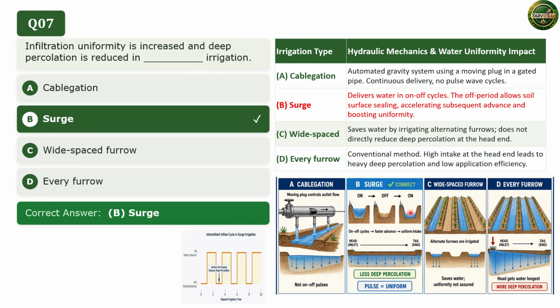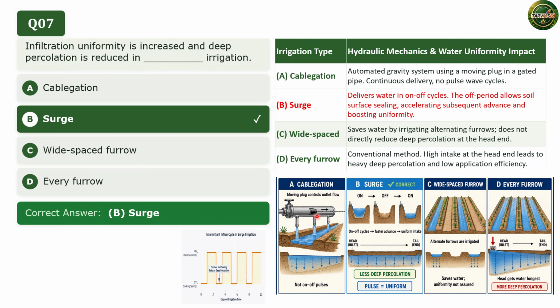And as the advance time is reducing here, the infiltration rate will be more uniform. And due to the on-off period, less water will move down the effective root zone. So the percolation loss is also reduced.